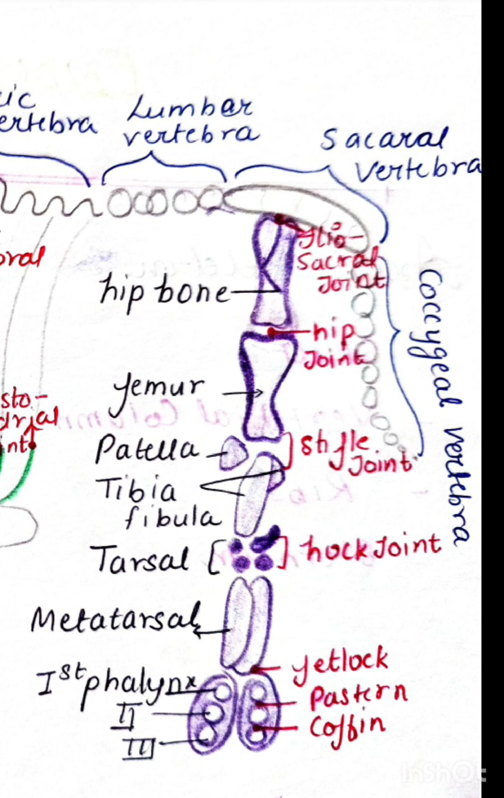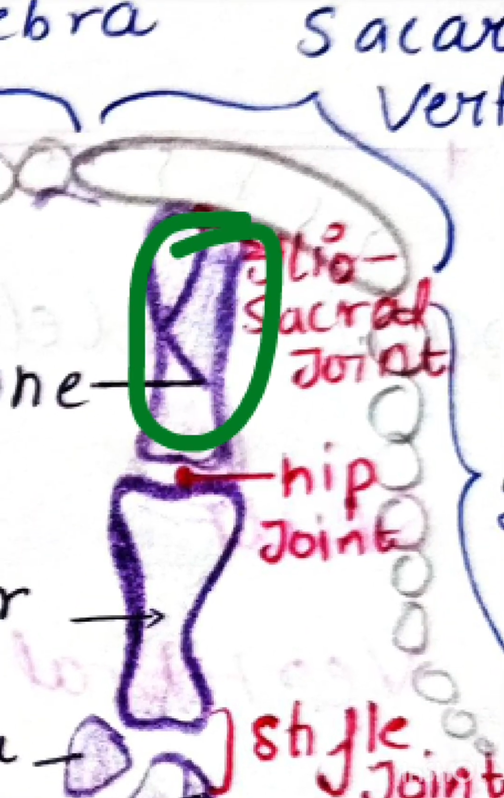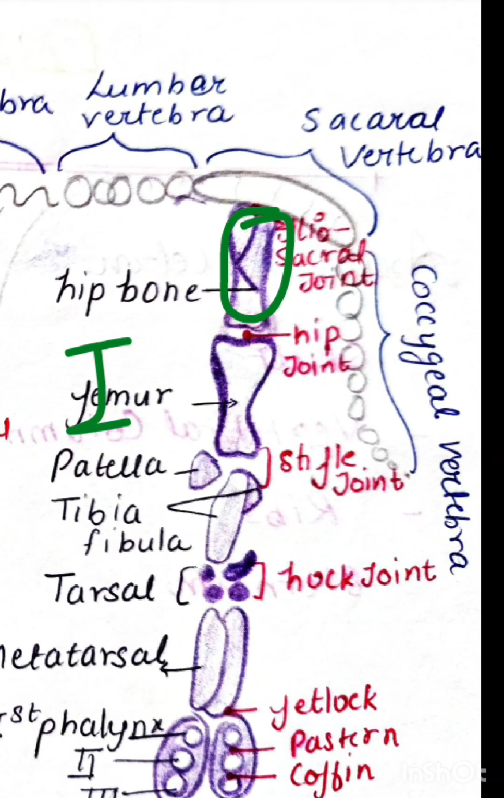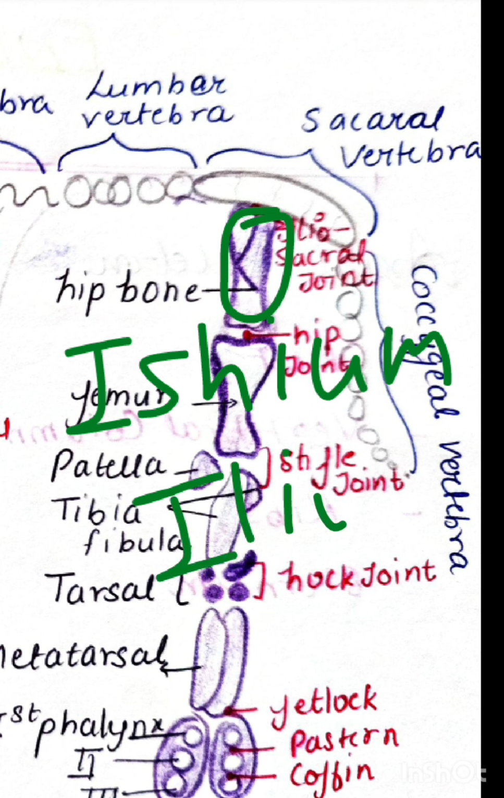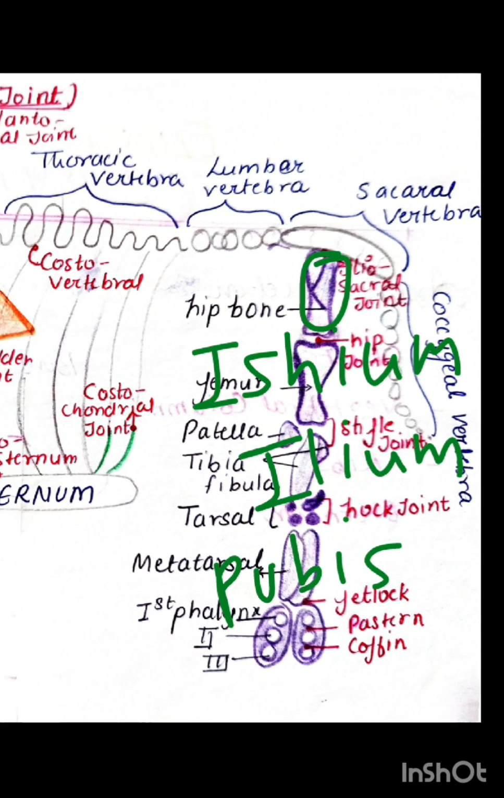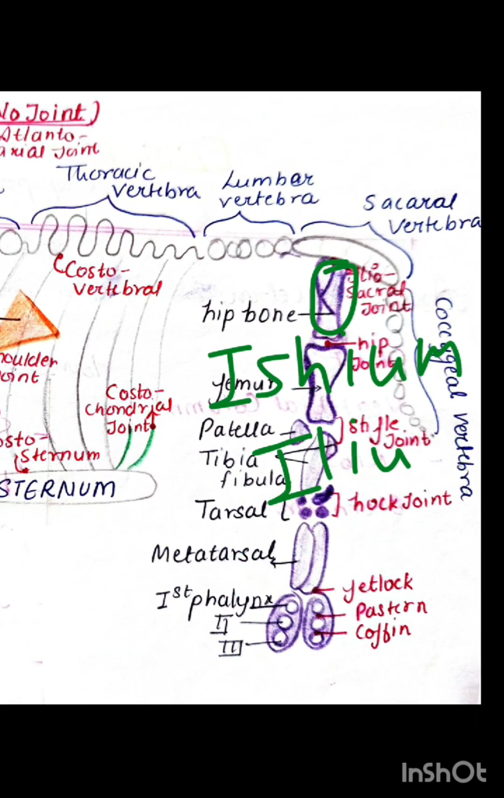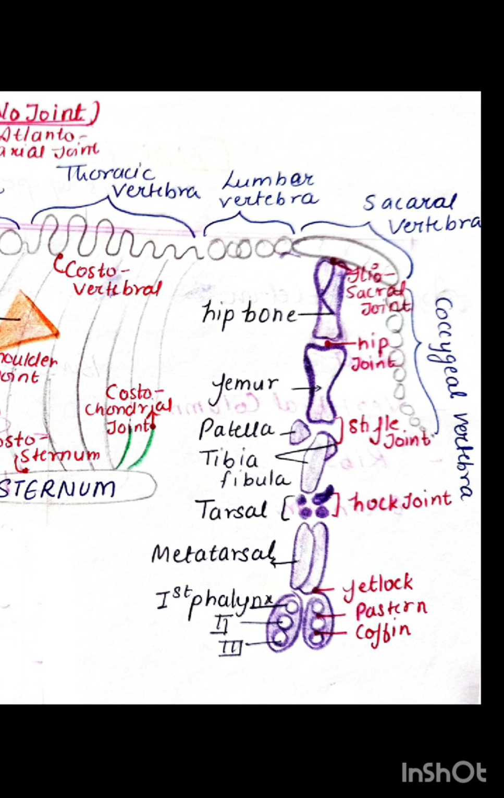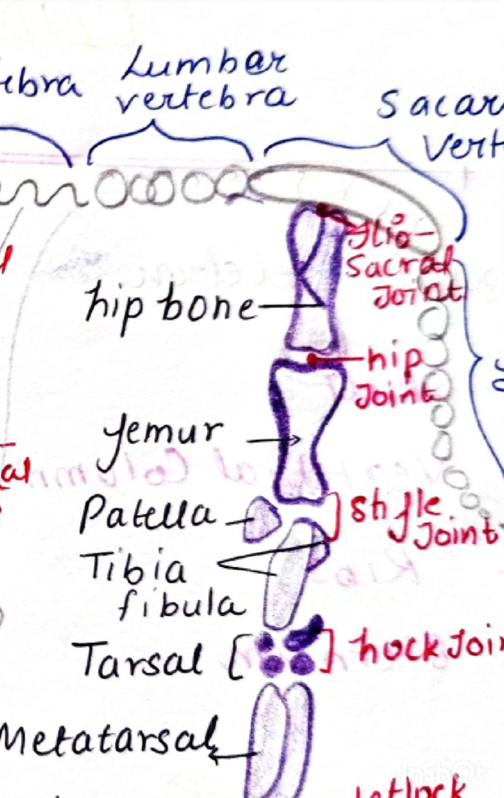Let me study the hind limb. In the hind limb, the uppermost bone is known as the sit bone, or pelvic girdle. The pelvic girdle is formed by the ischium, ilium and pubis. These 3 bones combined form the hip bone, or pelvic girdle. This pelvic girdle then continues with the femur.